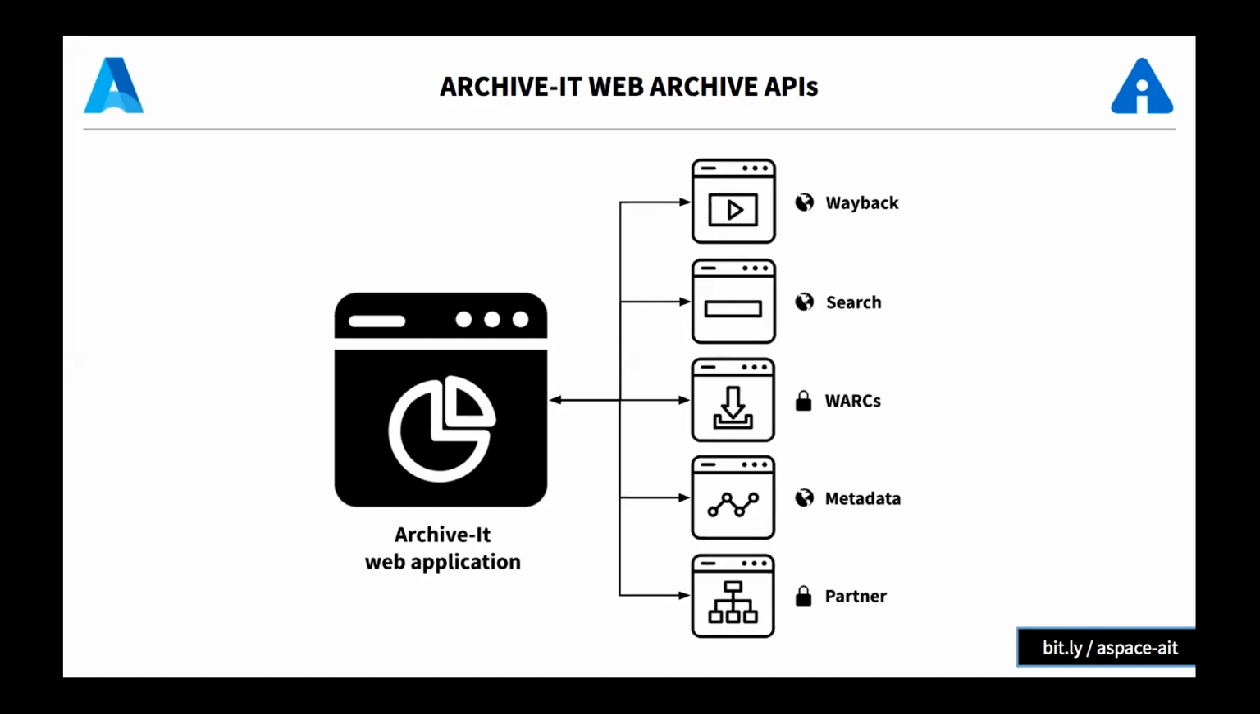The Metadata API is an OAI-PMH feed of just the descriptive metadata within ArchiveIt. And then finally, the Partner API, which is the other API that I'm going to be discussing, includes all of the information that is displayed within the ArchiveIt management interface. So this runs the gamut from descriptive metadata to technical or preservation metadata.